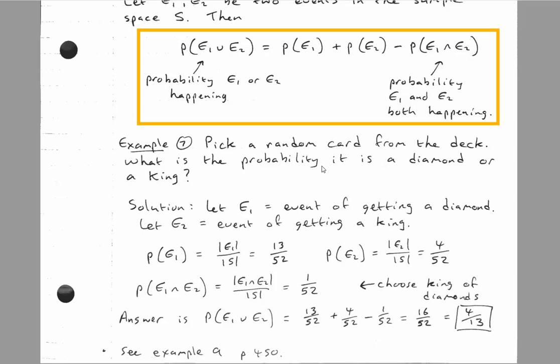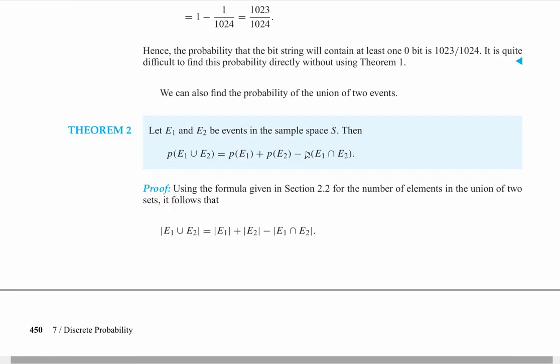Alright, so that's the way that works, using these two events. Of course, you could just count up how many cards are diamonds or kings. You'll see there are 16 cards that fit the bill, and so 16 out of 52. But this is just a nice way to do it using our inclusion-exclusion principle formula. Let's see one last example.